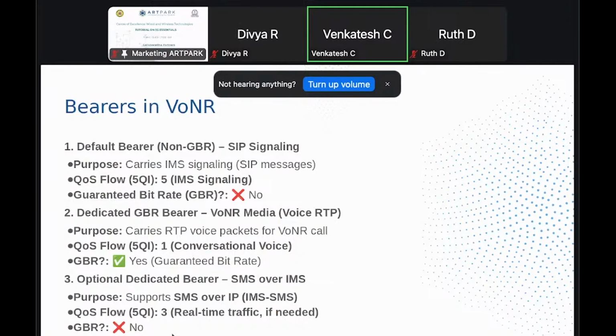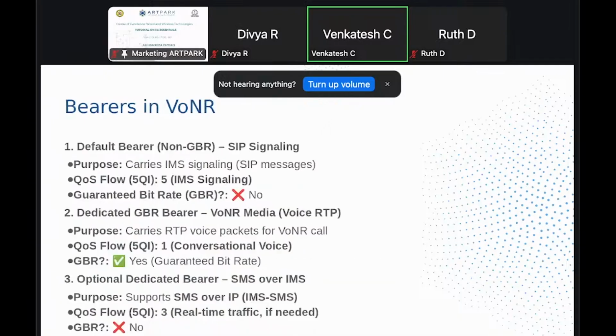These are the bearers in VoNR. First is the default bearer, which is for the SIP signaling. This is a non-GBR bearer. The default bearer is mainly for IMS signaling, which means it carries the important messages for setting up and managing calls. All the SIP REGISTER and INVITE and all kinds of SIP-related messages will be transferred over this default bearer. It uses the 5QI 5, but it doesn't have GBR.